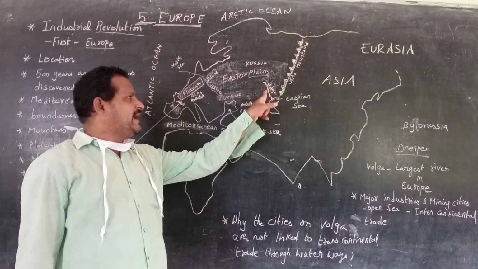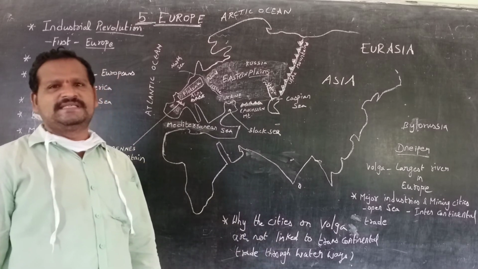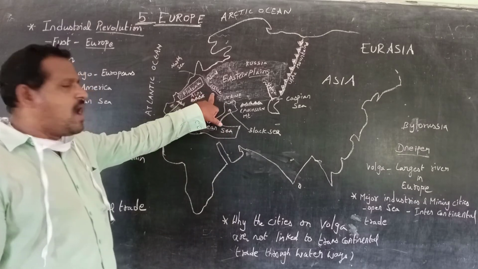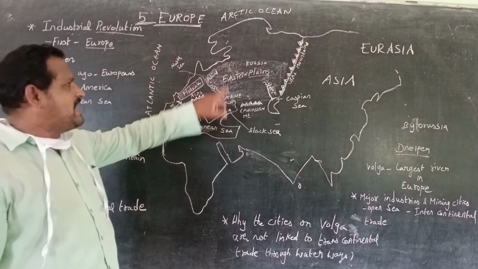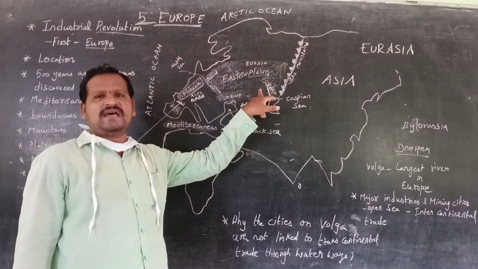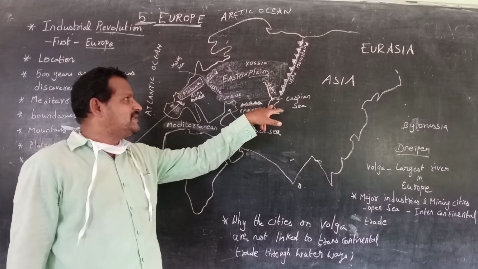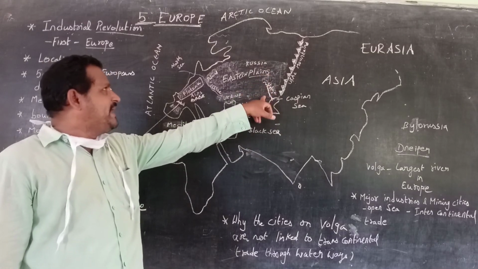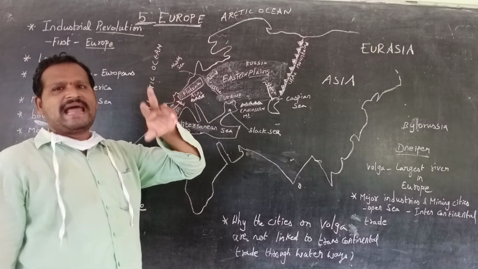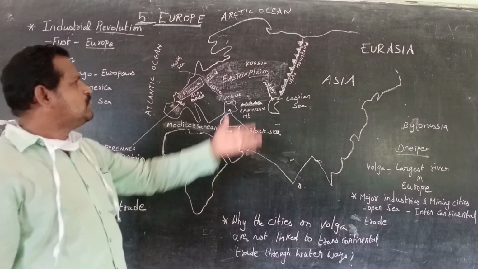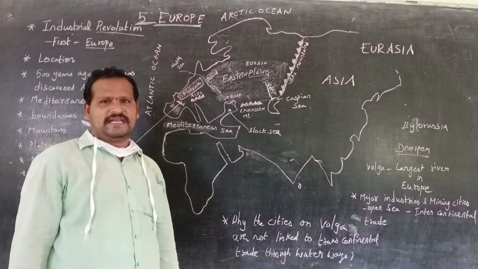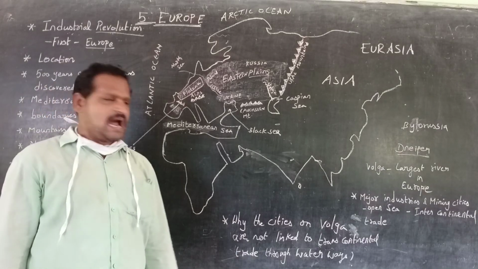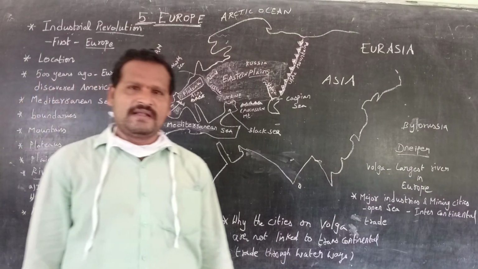The Volga River drains in the Caspian Sea. The Caspian Sea is a vast lake. The Rhine and the other rivers in Europe join the sea, whereas the Volga River does not join the sea at last. It drains in the Caspian Sea. Transport to the open sea through the Volga River is impossible. So only the cities on the Volga are not linked to transcontinental trade through waterways.